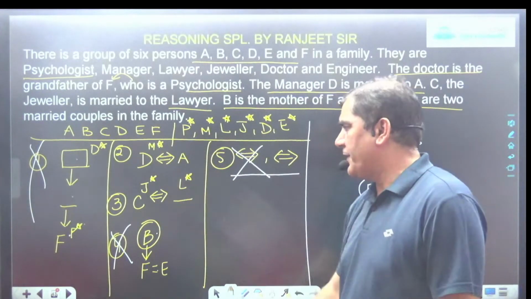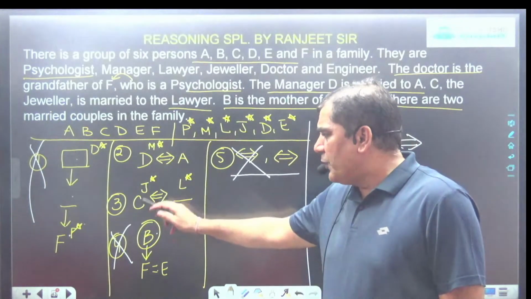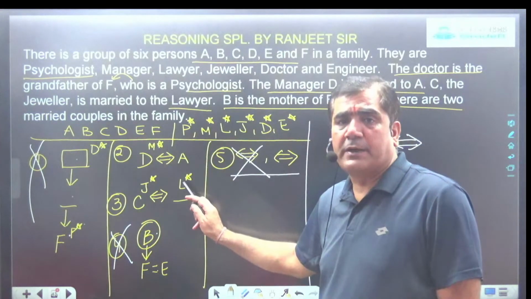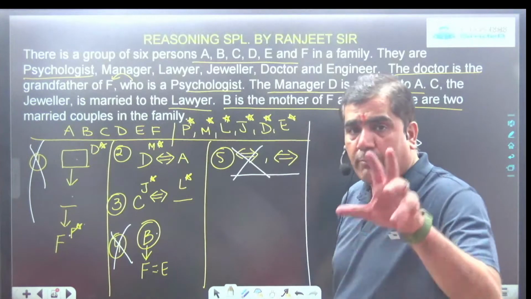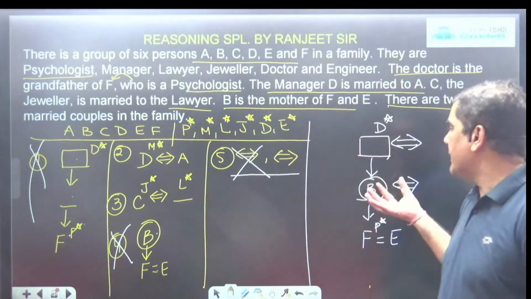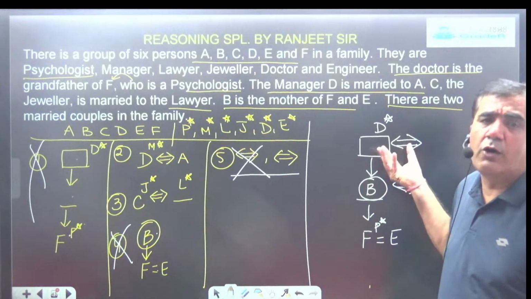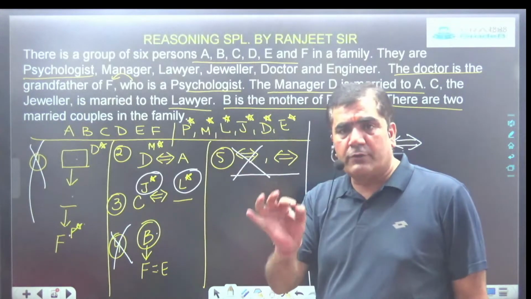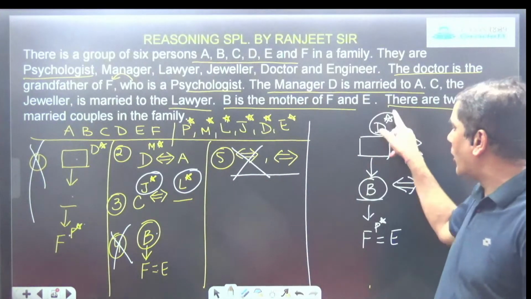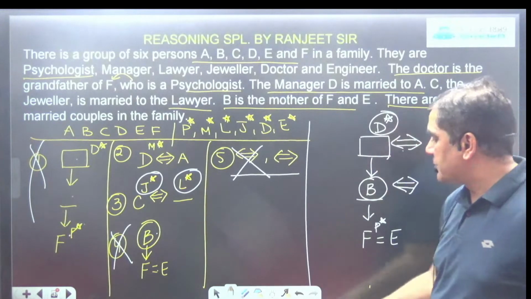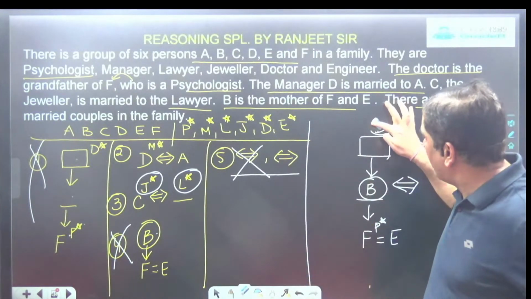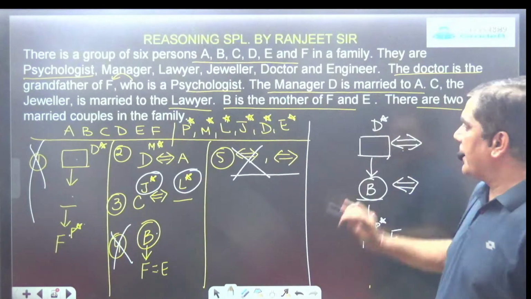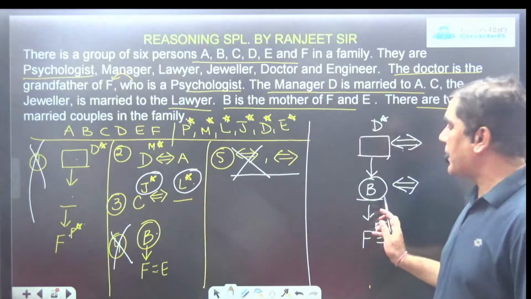So if I see this one, I can say C, who is jeweler, is married to lawyer. So jeweler and lawyer are a married couple. Now, can these 2 persons come over here? Obviously no. Why? Because out of these 2, one is lawyer and one is jeweler. But this place belongs to doctor. So very obvious, any of these 2 will not come at this place. And here, since they are lawyer and jeweler, they both come together.